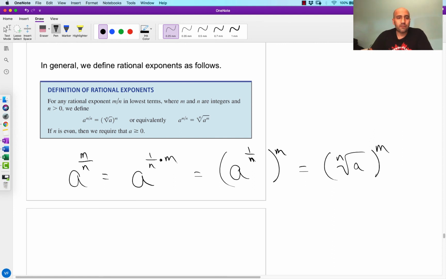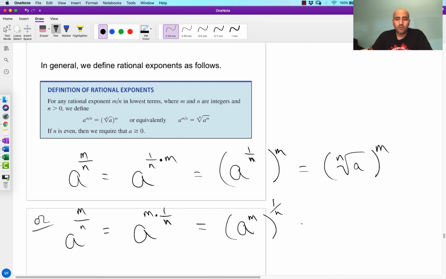And that's what this one is saying. A to the m over n is equal to the nth root of a raised to the power of m. Or, likewise, if we have a to the m over n, we can also say that this is equal to a to the power of m times 1 over n. And all I did was switch the order around. We could do that, which means that this is equal to a to the m, and then the whole thing raised to the 1 over nth power, which means that by our newfound description, this fractional power means that this is the nth root of a to the mth power.